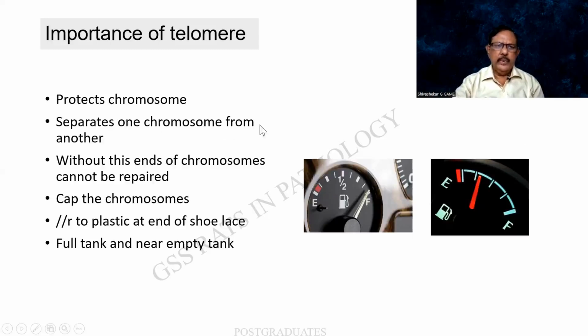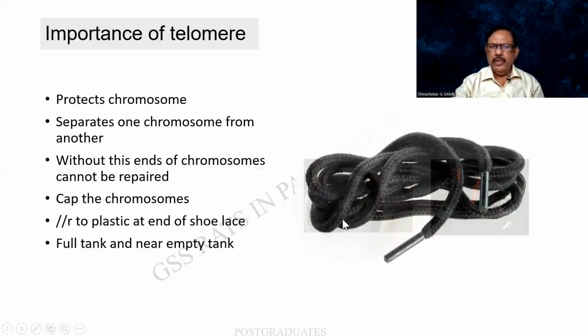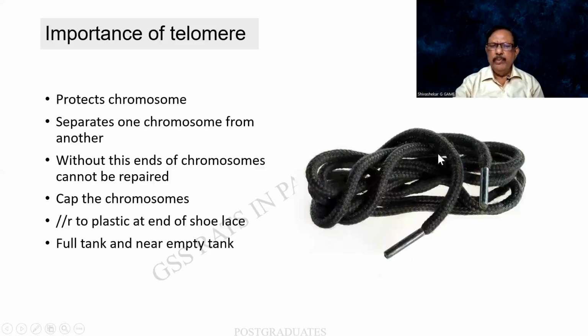So these are the things we had seen: separation of the chromosome. Without this, the chromosomes also cannot be repaired. And they form the cap. It is analogous to the plastic at the end of a shoelace. Look at this. This is probably a superb explanation that has been given. And then there is a plastic cover over here. Without this, obviously, you people will know what damage will be there to the shoelace.